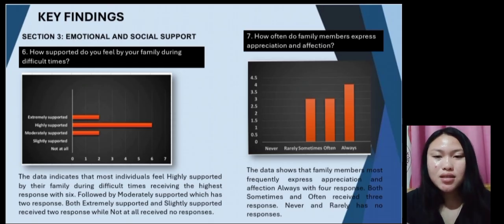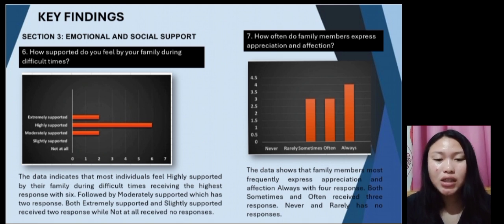So, next is section 3, emotional and social support. Based on the result of our survey, the data indicates that most individuals feel highly supported by their family during difficult times, receiving the highest response with 6, followed by moderately supported, which has 2 responses. Both extremely supported and slightly supported receive 2 responses, while not at all receives no responses.